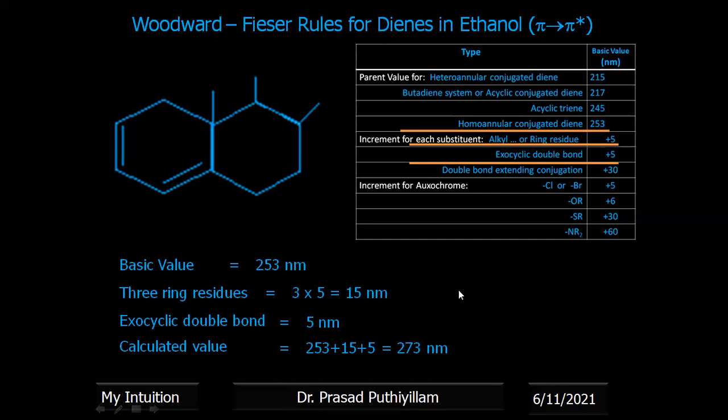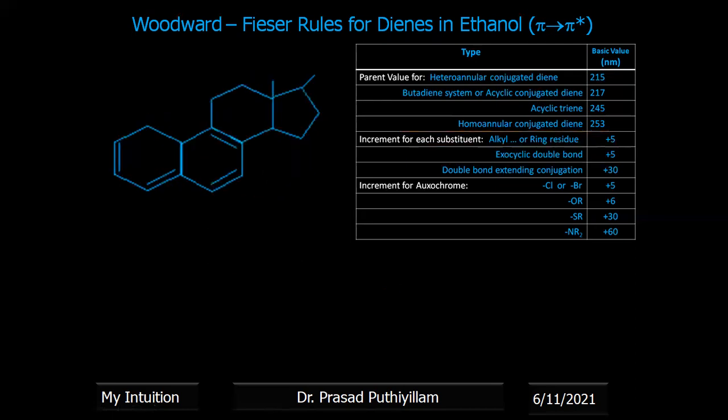If any clarification is needed, please put a comment in the description box. I will come back and give the explanation for that. I think here it is a typing mistake only. 3 ring residues: one ring residue here, one here, and one here next to the double bond. So this is my own typing mistake, a typographical error. That happened to Dr. Prasad Pudilam.